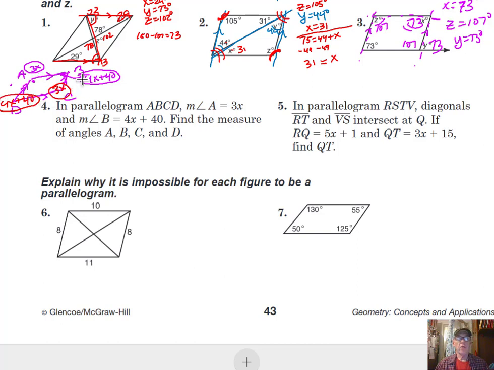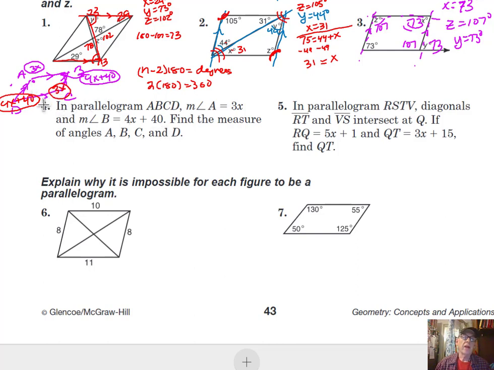And altogether, these angles inside this quadrilateral need to add to 360 degrees. Our formula again: n minus 2 times 180 equals the number of degrees. For a quadrilateral, n is 4. 4 take away 2 is 2. 2 times 180 gives us 360. So all these need to add up to 360.